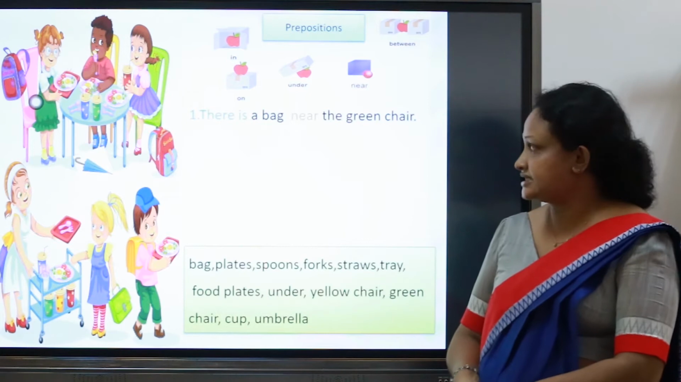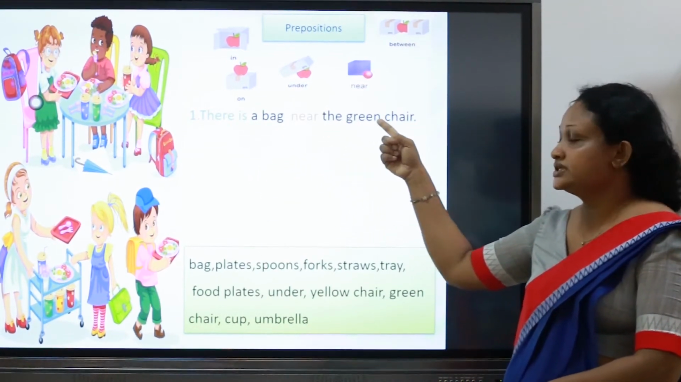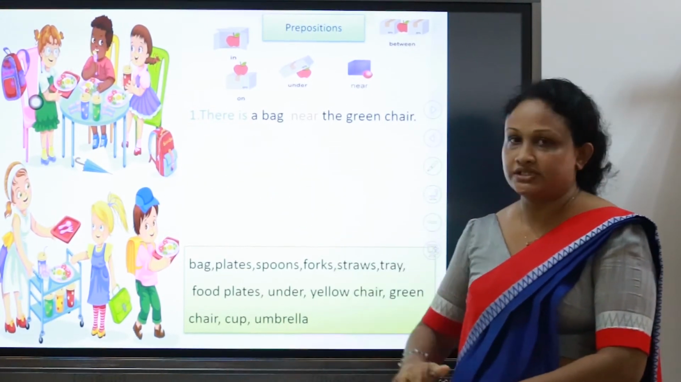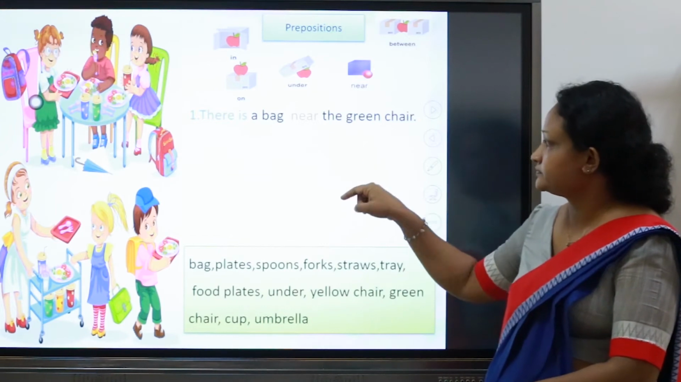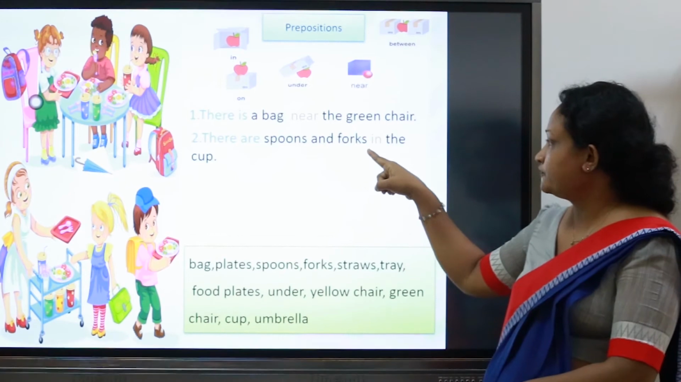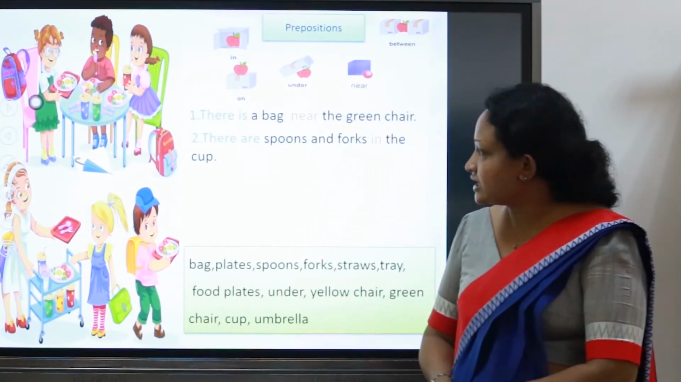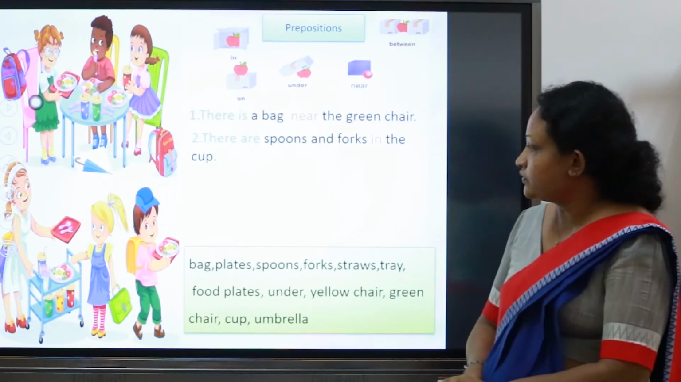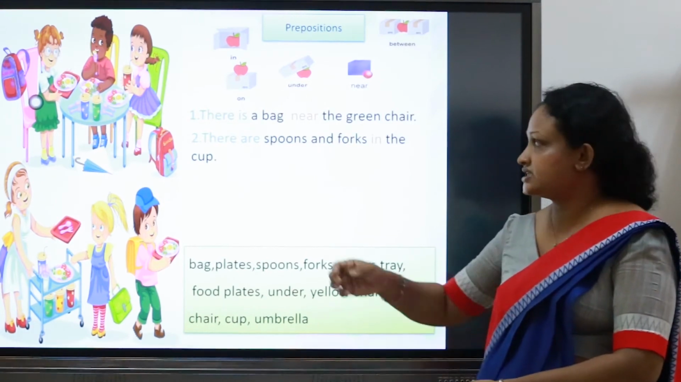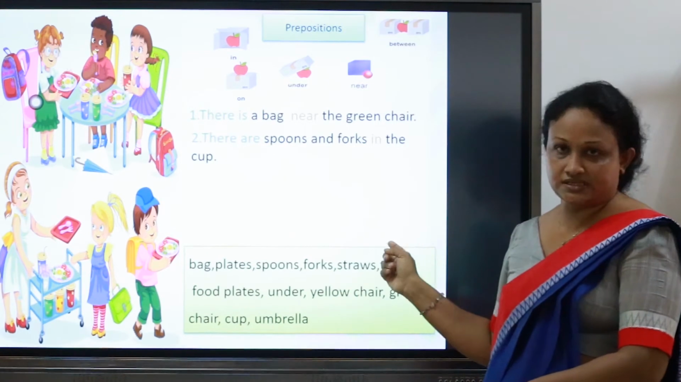My first sentence is, there is a bag near the green chair. Here you can see a bag near the chair. There are spoons and forks in the cup. Here you can see there's a cup. There are some spoons and forks in purple color. Here also we can use the structure there is and there are with prepositions.